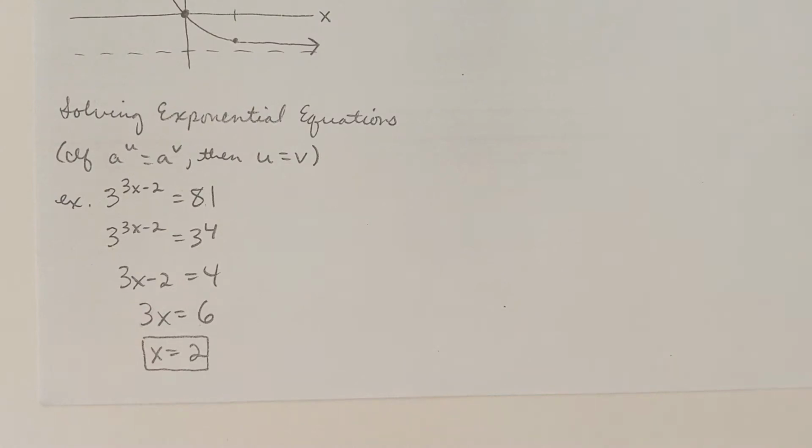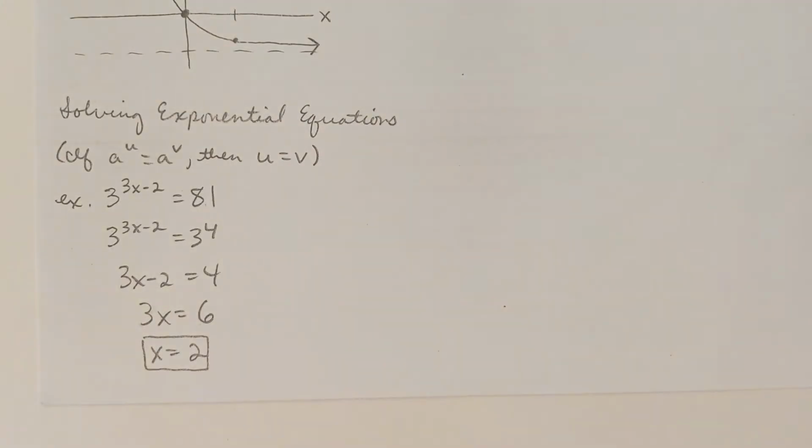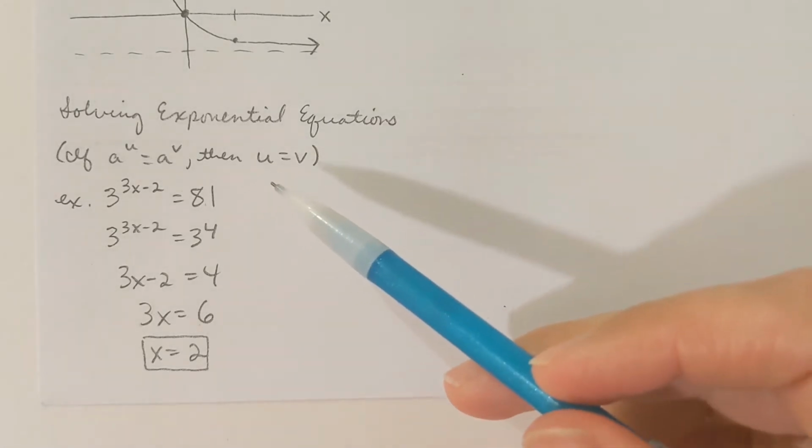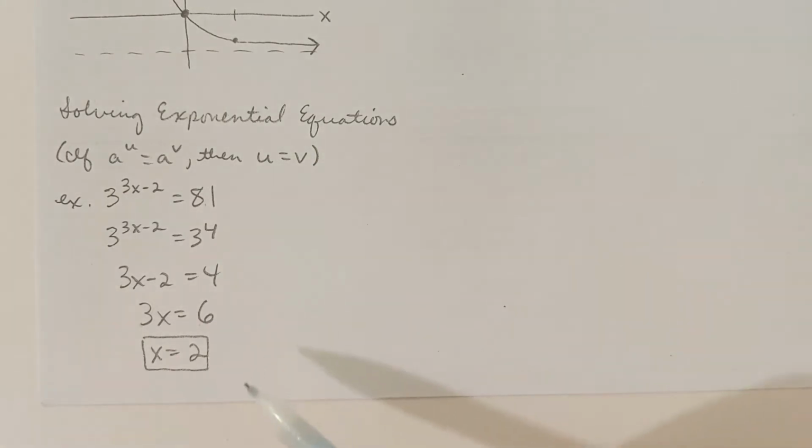Okay, let's look at solving exponential equations next. If a to the u equals a to the v, then u is equal to v. The base has to be the same on both sides of the equation. So, for example, if we solve 3 to the 3x minus 2 equals 81, let's see, 81 is a power of 3. 3 to the 4th is 81. So, using this rule from above, I can get rid of the bases and set the powers equal.